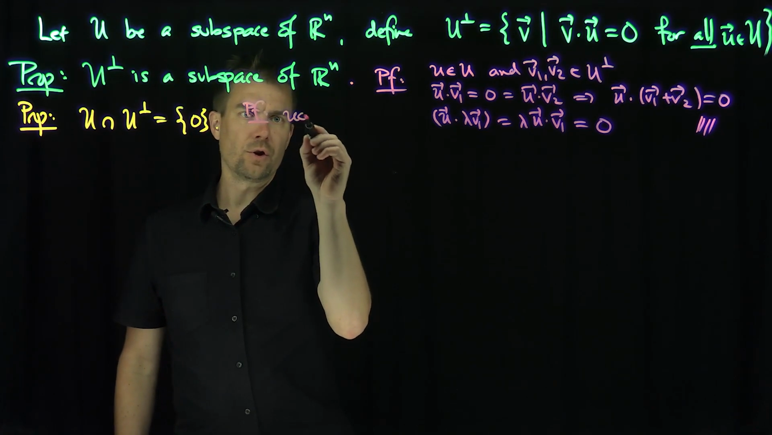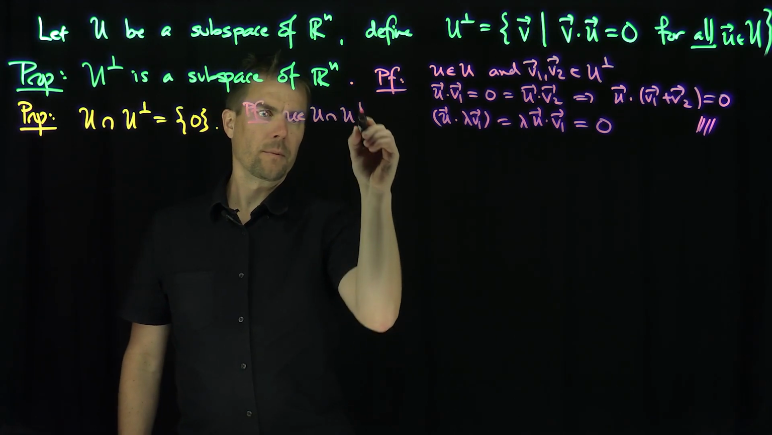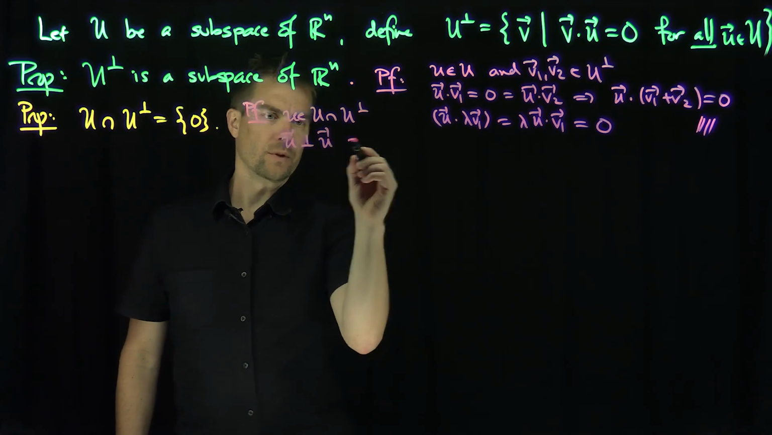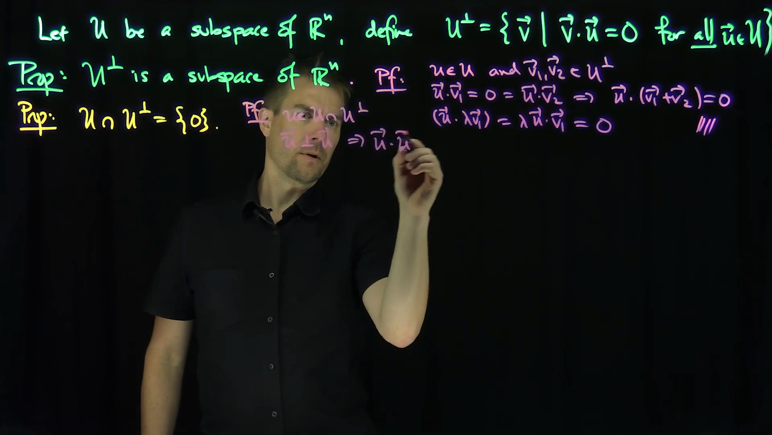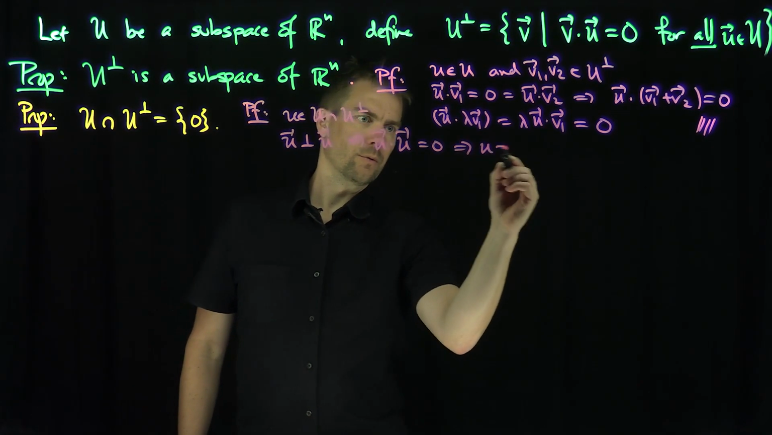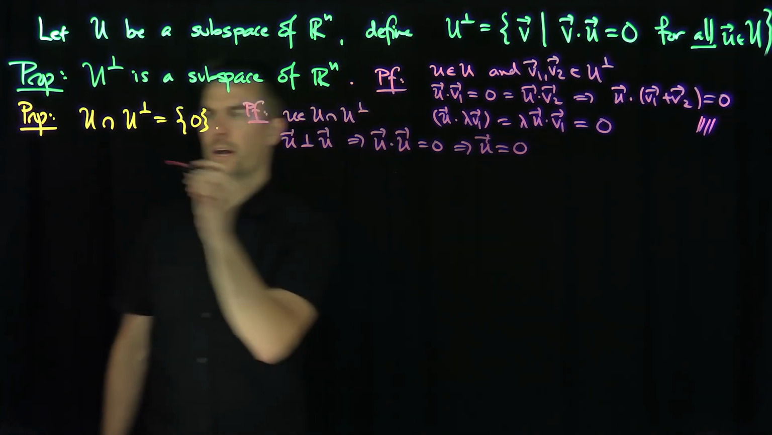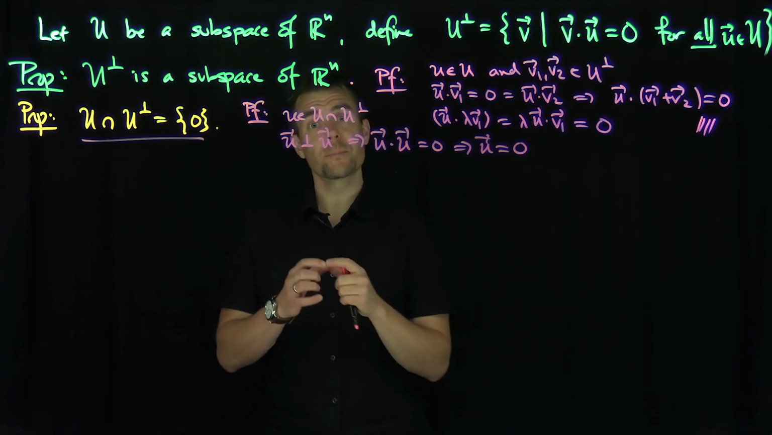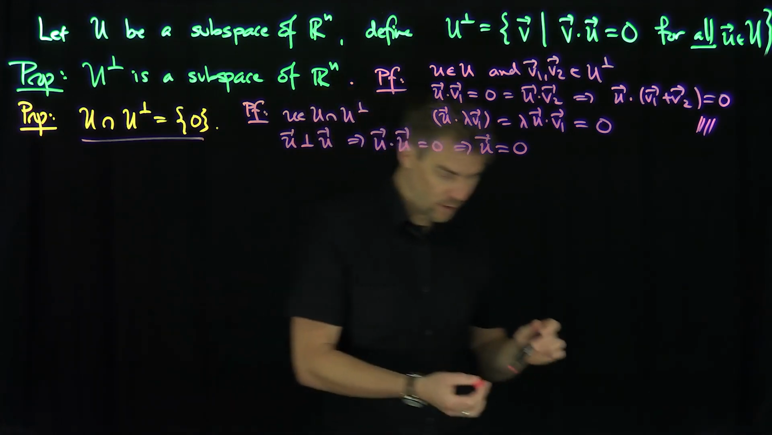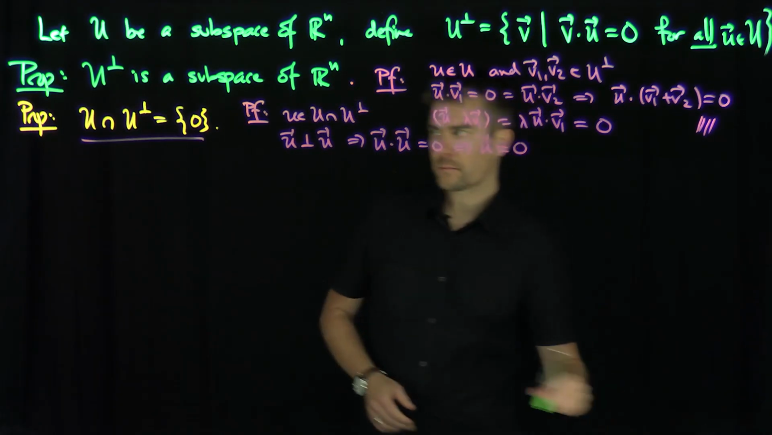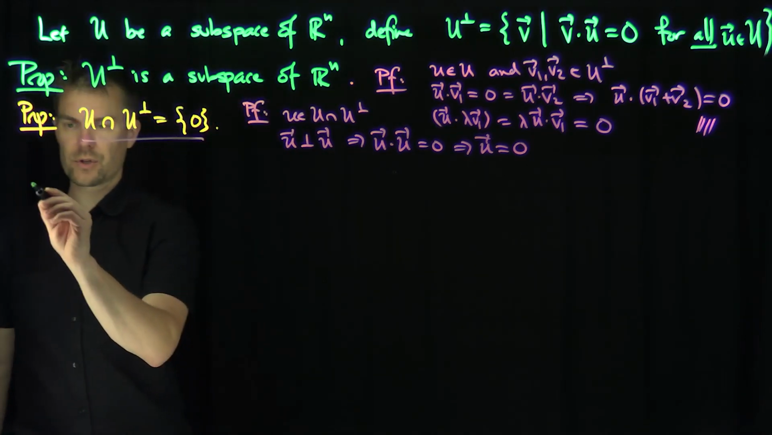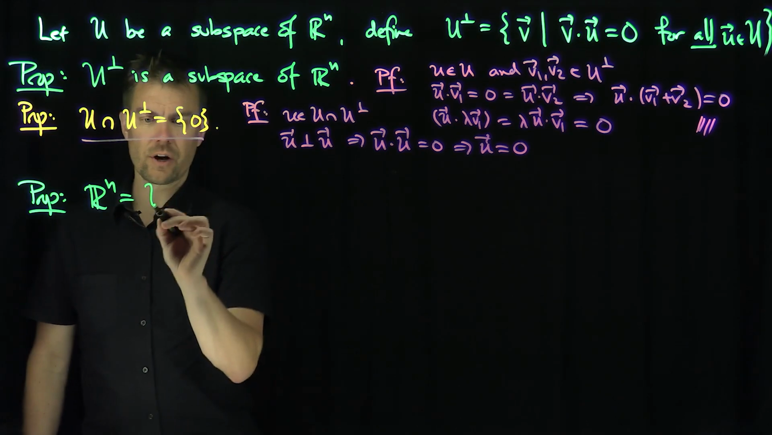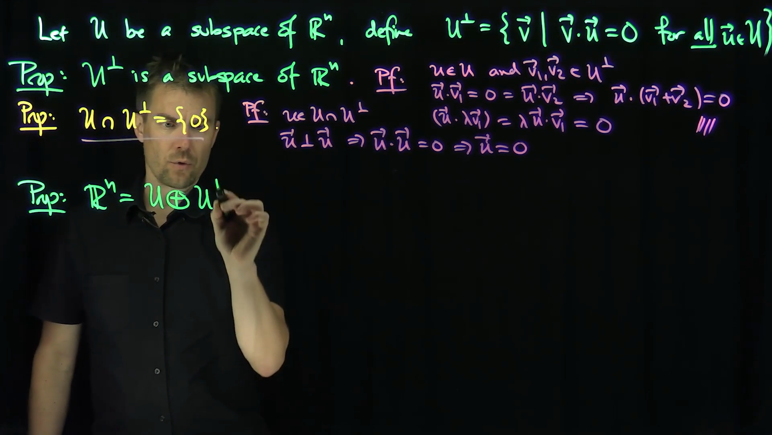Let U be in U and U perp. So U is perpendicular to U, which says that U dot U is equal to 0, which forces U to be 0. So the only thing in U and U perp is the 0 vector itself, which allows me to decompose Euclidean space for any subspace into U direct sum U perp. So here's the next proposition: R^n, or your vector space in general, this is true in general, is U direct sum U perp.